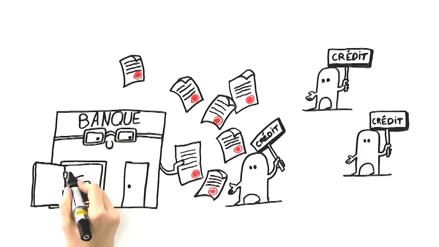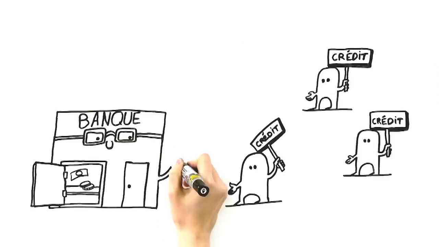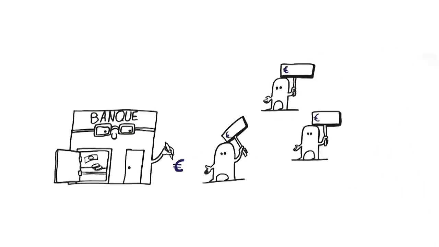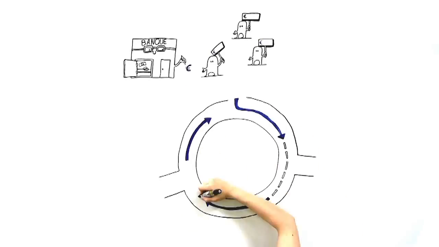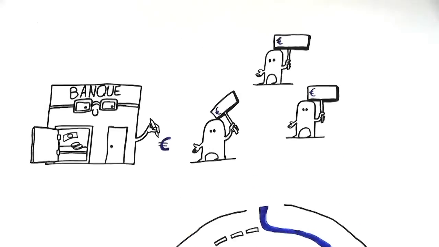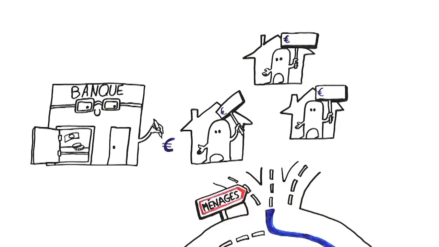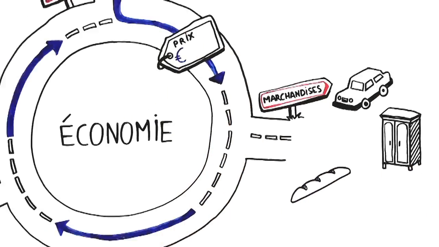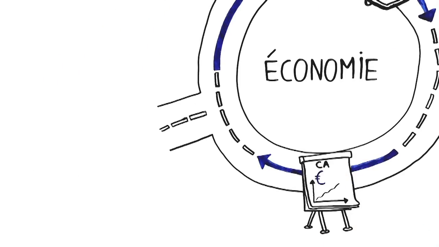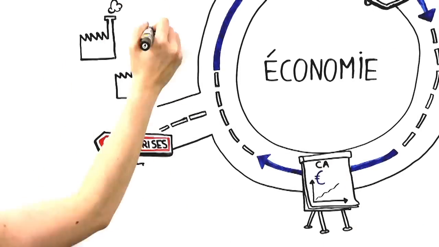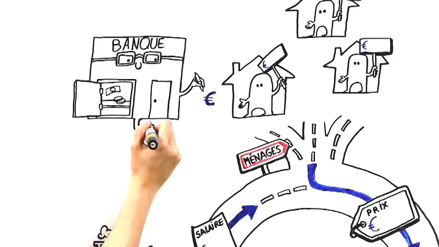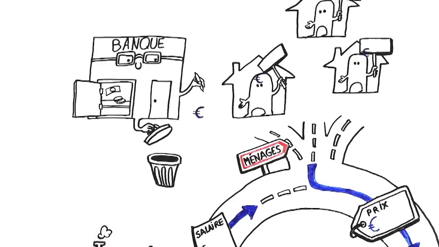When a bank grants a loan, it uses an accounting entry to create money that it doesn't physically have. This money then circulates in the real economy. Like if a family takes out a loan to buy a car or washing machine, for example. The sales of such goods boost the revenue of the companies that make them, and this revenue is used to pay employees' salaries. As borrowers pay back their loans, the money is taken out of circulation in the economy.